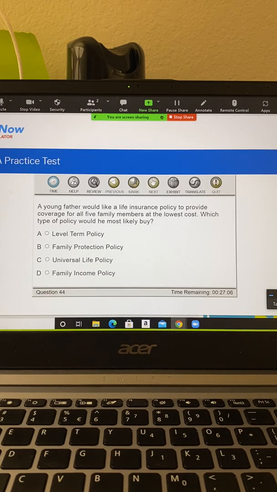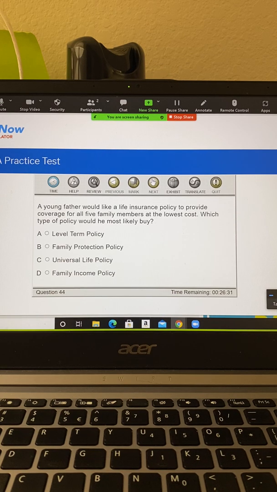All right, almost done. A young father would like a life insurance policy to provide coverage for all 5 family members at the lowest cost. All 5 family members. What's the answer? Keyword is family. But all 5. Don't get caught up in the 5. The keyword is family.